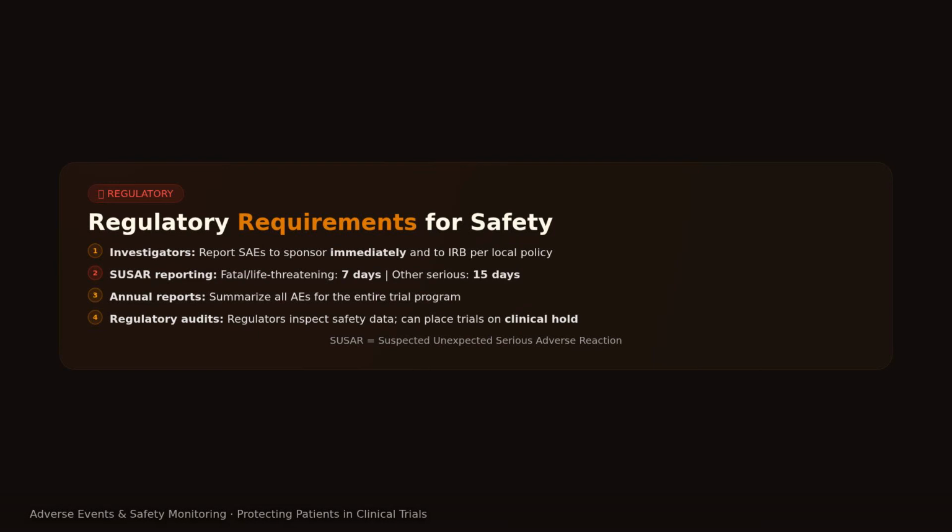Investigators must report all SAEs to the sponsor immediately and to their IRB per local requirements. Sponsors must report suspected unexpected serious adverse reactions, SUSARs, to regulators within 7 days for fatal events and 15 days for others. Annual safety reports summarize all AEs for the entire trial program. Regulators inspect safety data during audits and can place trials on clinical hold if safety reporting is inadequate.